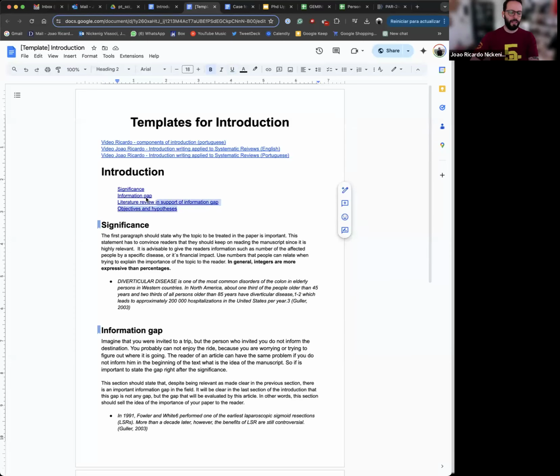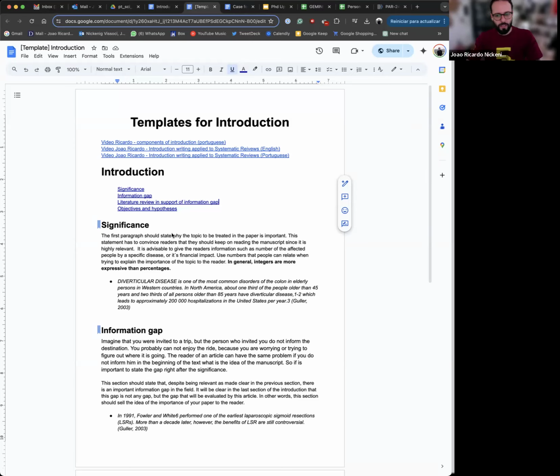But the idea is that the introduction has 4 pieces, 4 structures you're going to write your ideas around. And so it has 4 key components. The 4 components are significance, the information gap, the literature review in support of the gap, and then the objectives and hypotheses. The idea is that you're going to organize your thought process in these 4 structures, because they're going to guide you to writing your introduction in a narrative way.